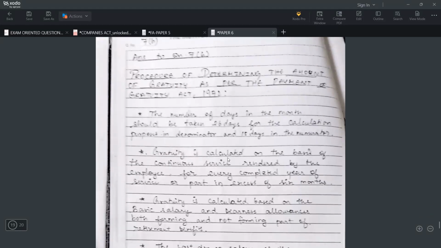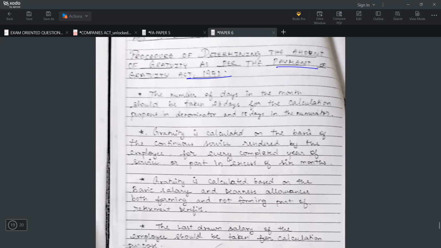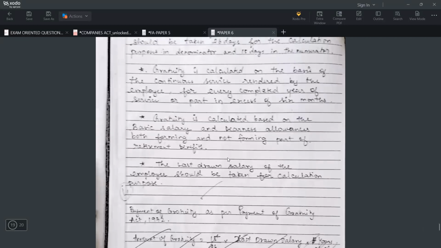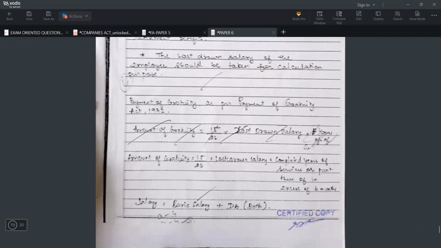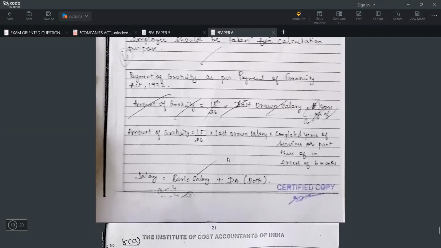Then 7B. 7B is the procedure for determining the payment under the Gratuity Act. It's something you have learned in direct taxation, correct? The same thing you can apply here in a descriptive format. I think this question is for 5 marks. They have given 4 marks for this, and you can write down how you calculate the amount of gratuity.